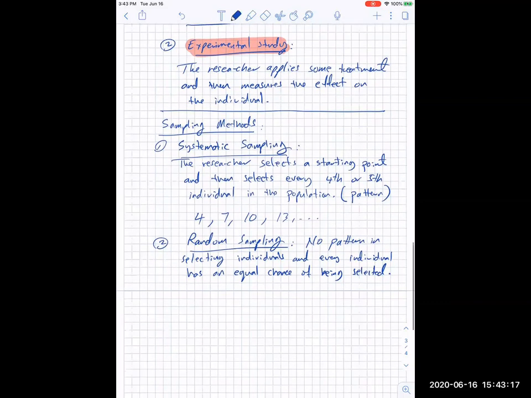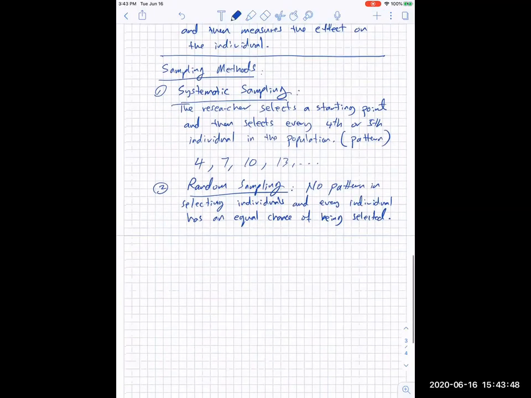Okay, so the researcher will give each individual a number, and then maybe the researcher will use a computer program to randomly select some of these numbers, and these individuals will be selected, and they form a simple random sample. Okay, so that's random sampling. It is intuitive, it's just completely random, no pattern or no system in this selection.